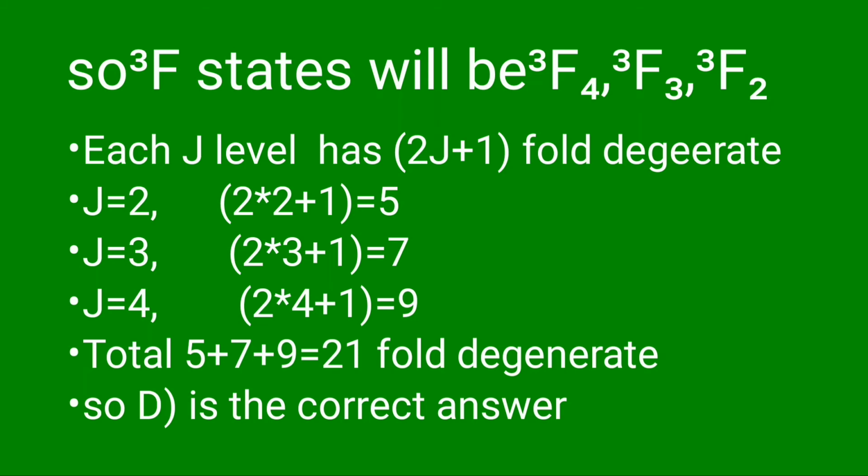Each J level has 2J plus 1 fold degeneracy. J equal to 2, 2 into 2 plus 1 equals 5. Similarly, J equal to 3, 2 into 3 plus 1 equals 7. J equal to 4, 2 into 4 plus 1 equals 9. Therefore, total degenerate states are 5 plus 7 plus 9 equals 21. So, D is the correct answer.